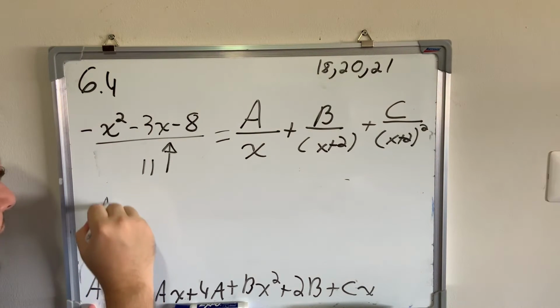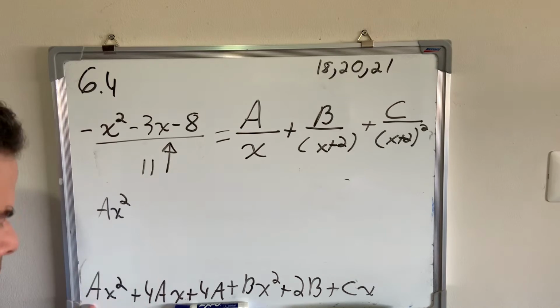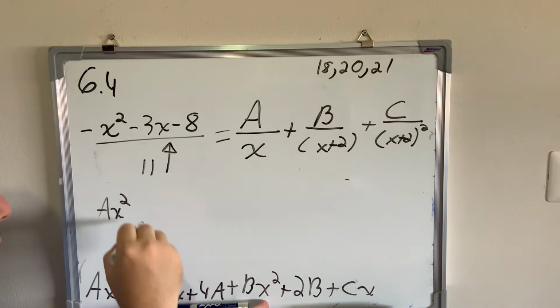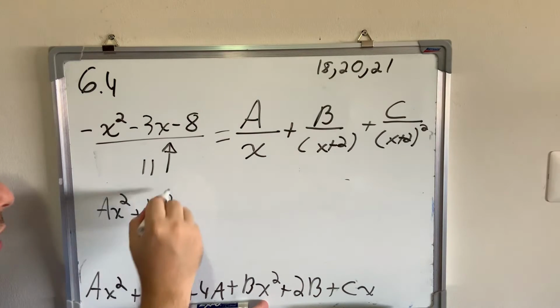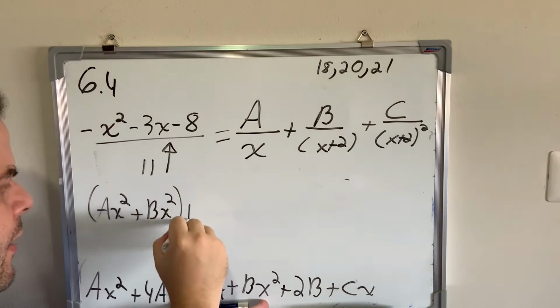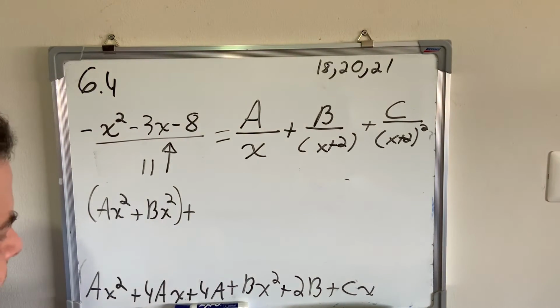So here I have an x squared. Here I have another x squared. Those are my only two x squares. So that's gonna form a nice group there. Now I'm gonna look for my x values.